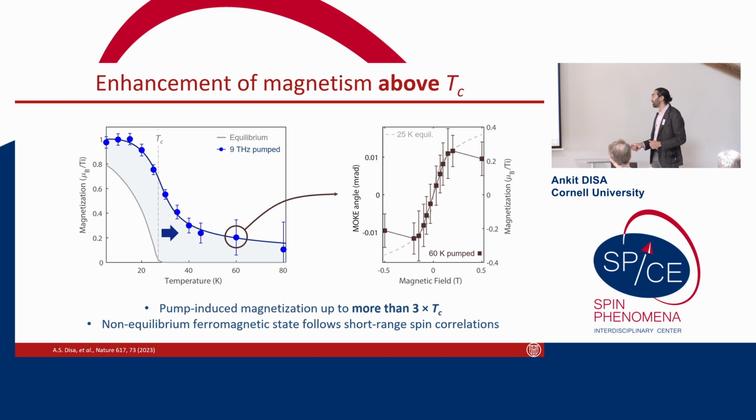Okay, and interestingly, if you look at what this temperature dependence looks like, it follows quite closely the temperature dependence of the short-range spin correlations that we saw in equilibrium. So again, there's some relationship between the fluctuations of the system and the ability to create this non-equilibrium magnetic order.